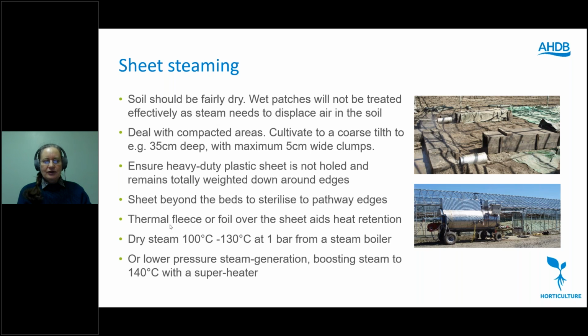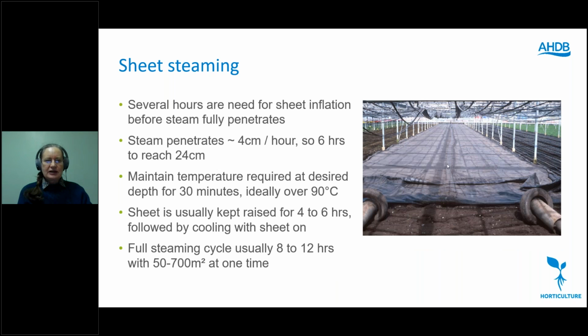If you can find a thermal fleece or a foil, it's a good idea to put that over the sheet because it will keep the heat in. So there's two options. There's dry steam at 100 to 130 degrees C, 1 bar from a steam boiler, or you can use lower pressure steam generation. And with this one, you boost the steam to 140 degrees C with a superheater. So this is the sheet that's been laid out here.